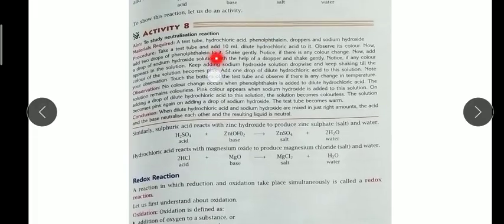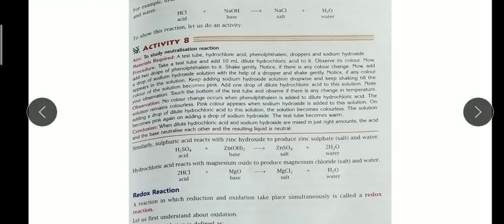One more example is the same one, HCl and NaOH. Whenever an acid and a base react with each other, they form a salt plus water. Another example is sulfuric acid and zinc hydroxide. You can see the base has an OH group. Whenever an acid and a base react, they form a salt plus water. And here also, HCl plus magnesium oxide. Any oxide or hydroxide, when reacting with an acid, will produce salt and water, and such reactions are called neutralization reactions.